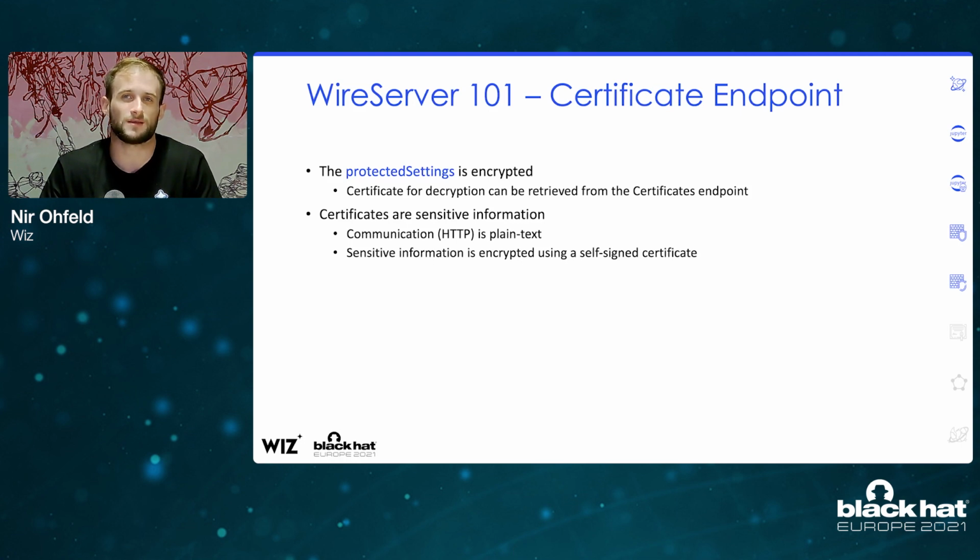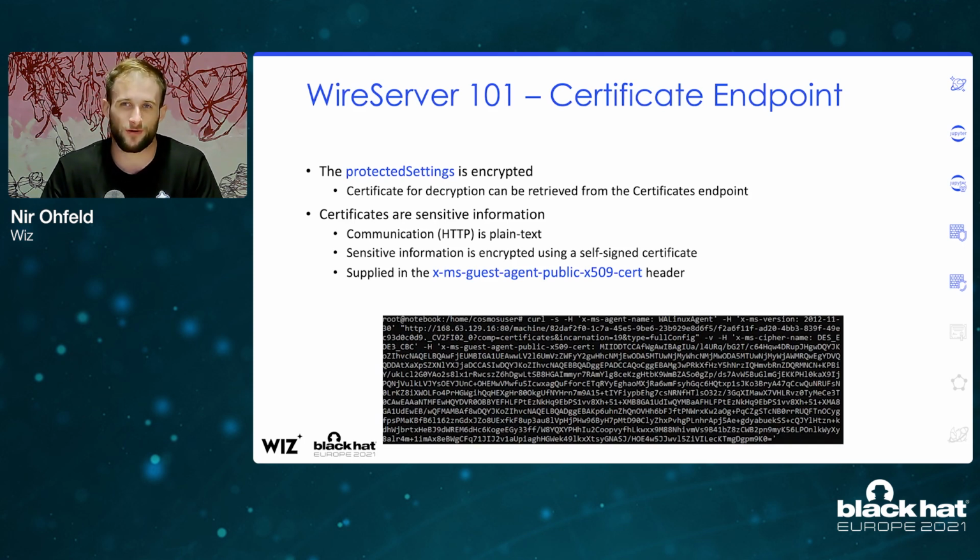The way the agent protects these secrets while still using HTTP is by encrypting them, using a self-signed certificate it generates and supplies. The certificate is not validated by the server, meaning we can generate our own self-signed certificate and retrieve the encryption keys from the certificate endpoint. We can do that without relying on the certificates that the agent initially generated. The self-signed certificate is supplied in the x-ms-guest-agent-public-x509-cert header, which is a mouthful of a header. And here's the curl command with that notorious header that can be used in order to retrieve the keys required for decryption from the certificate endpoint.